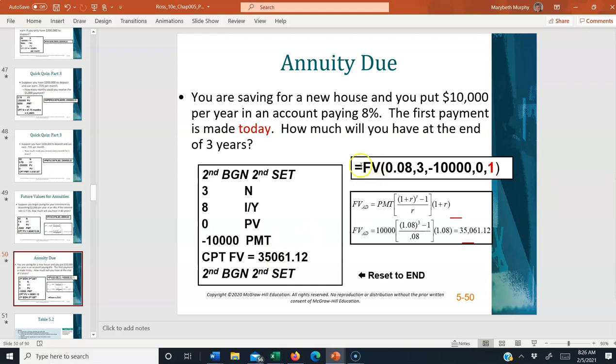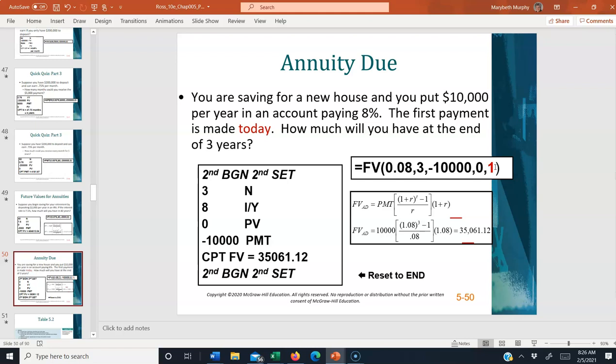Using Excel, we would use the future value function, and that's equal to 0.08 interest rate, 3 is the N, minus 10,000 is the payments, 0 is the present value, and in this one we have to use the type key, and we've got to make that 1 because it is an annuity due. It's assumed to be 0 unless you put the 1 in there. 1 indicates an annuity due.